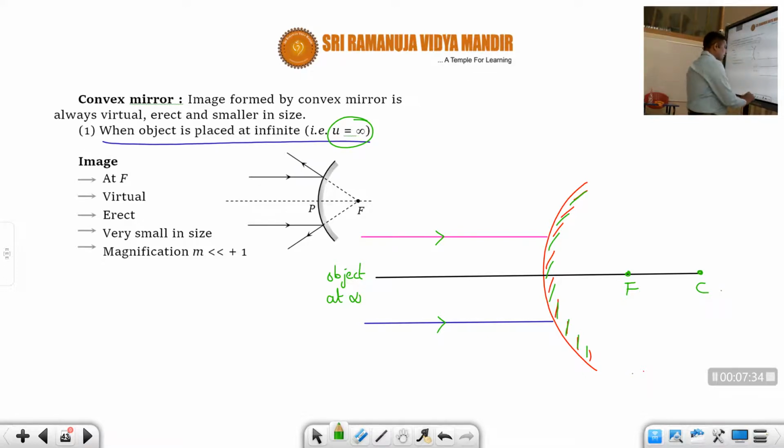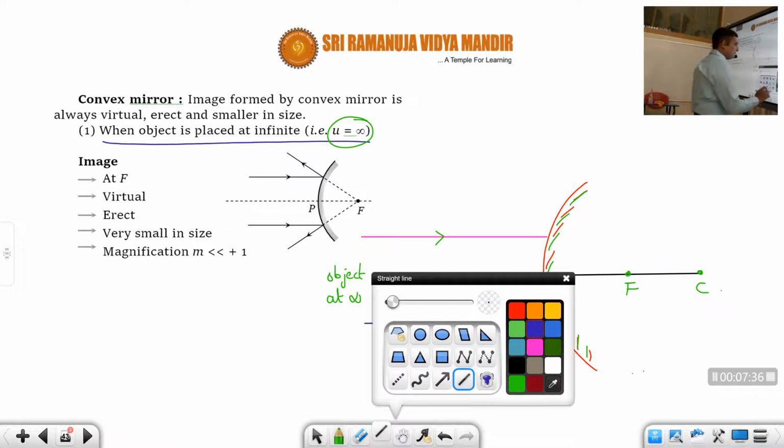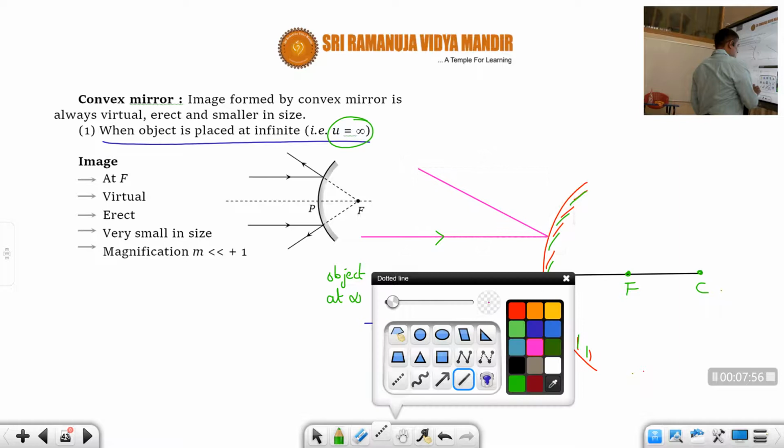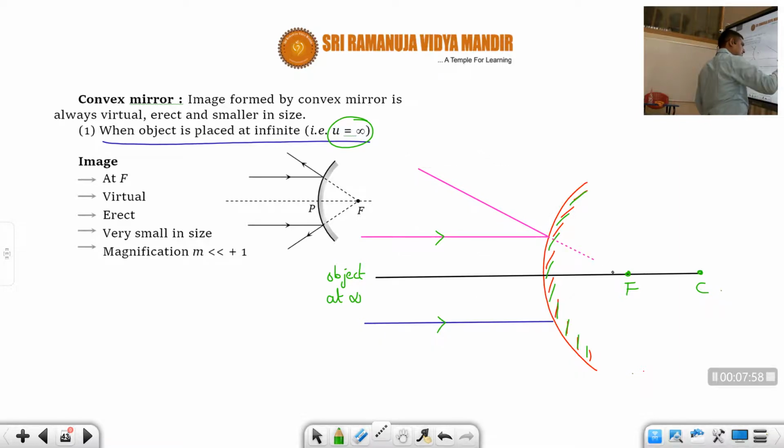Now according to the law of reflection, these rays will get reflected back. In which way will they get reflected? Any ray which is incident parallel to the principal axis will always pass through focus. Therefore you should draw one line such that it will always pass through focus. Here you can draw one extended line like this such that it will pass through focus. This is the reflected ray for the upper ray.